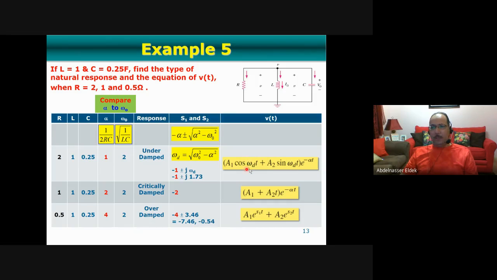And you need to calculate omega d. Omega d is the square root of omega 0 squared minus alpha squared, and you have alpha already. If it is critically damped, this is the equation for the voltage. And if it is overdamped, this is the equation for the voltage. And you just need to calculate S1 and S2 using this equation here.